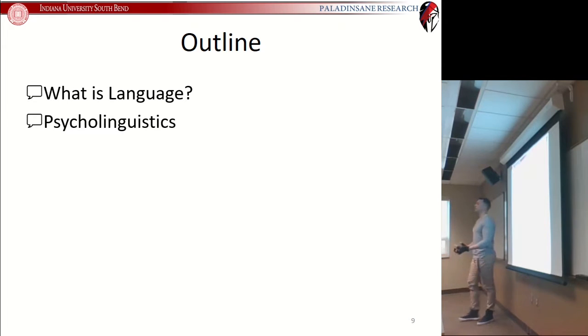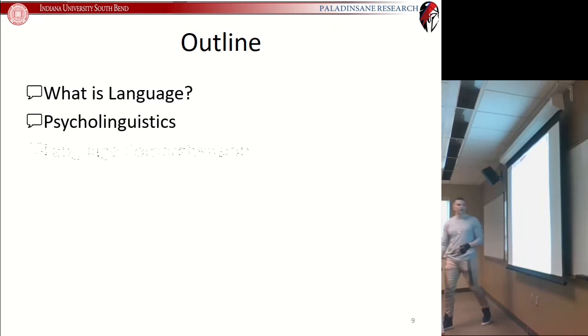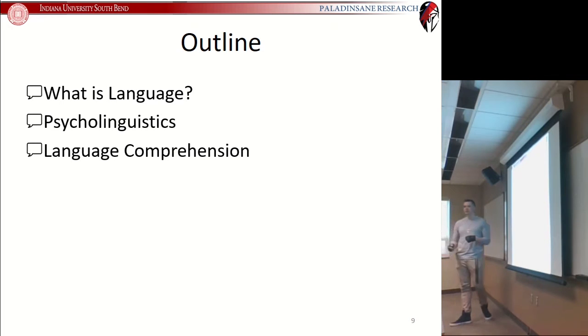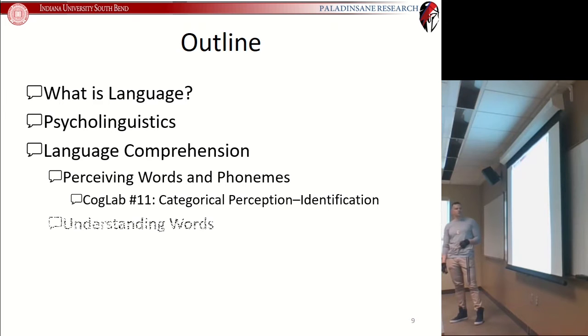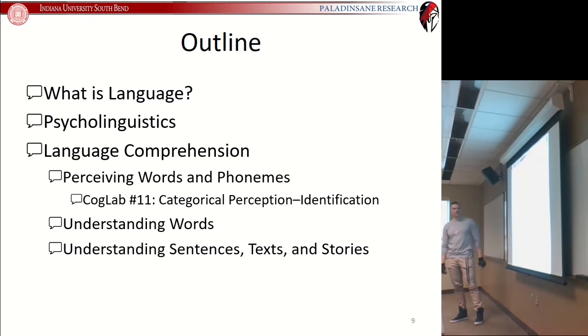We're going to take a look at the field of psycholinguistics and what it is concerned with. We're going to take a look at language comprehension and specifically different phases of language comprehension. So we're going to take a look at perceiving phonemes, which is the smallest units of sound. We're going to take a look at perceiving words. We're going to take a look at perceiving sentences and talk about how different considerations are done for those. So we'll take a look at the CogLab for categorical perception identification, understanding words, understanding phonemes, understanding sentences, texts, and stories, all very complex, higher-level cognitive abilities.